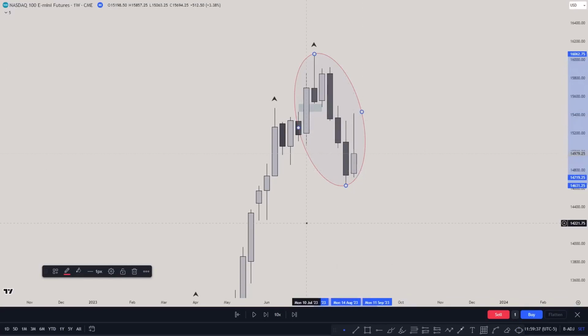We have no fair value gap right here. There's always a story behind the creation of a fair value gap. We see no fair value gap here. That also means something. That means that price is not willing to go lower. It wants to go up. So, going lower is not the right idea.